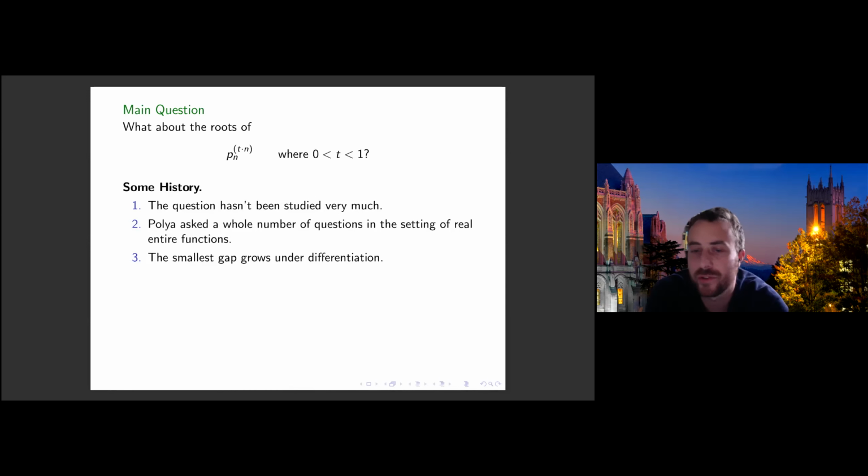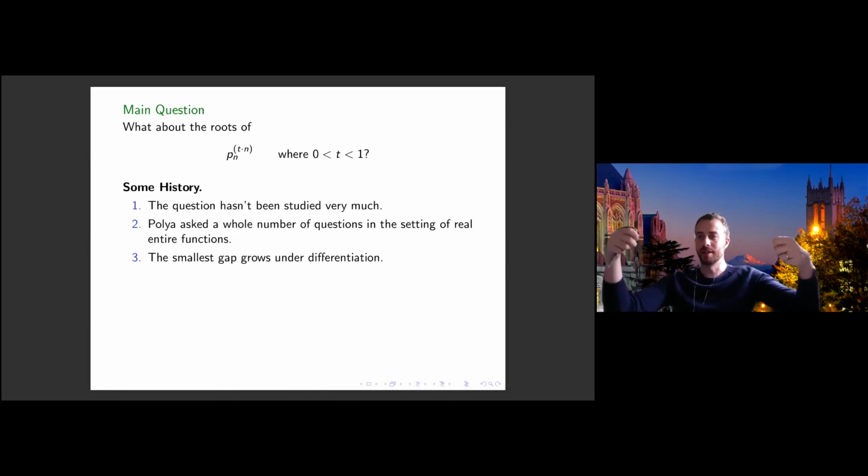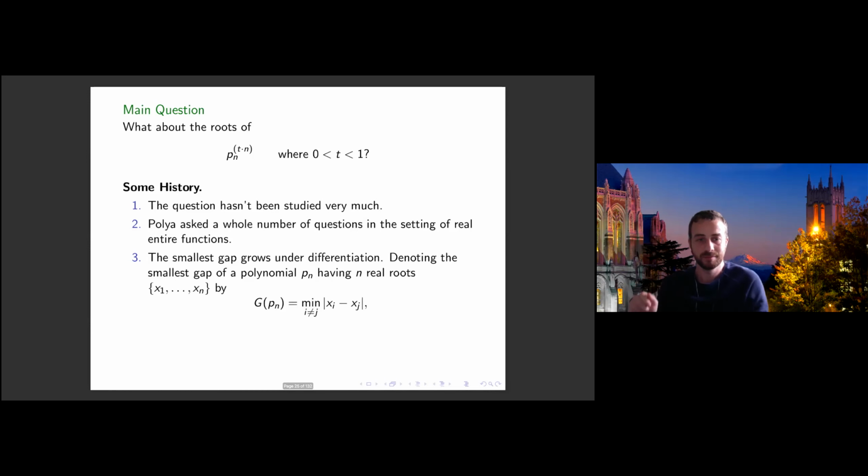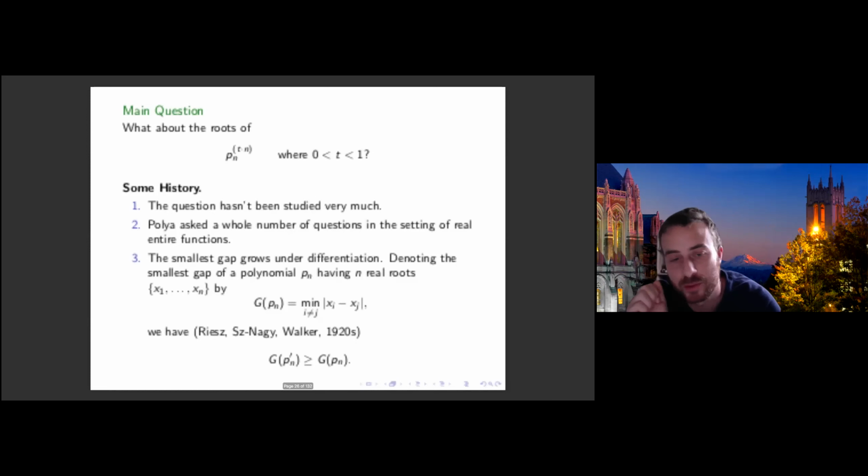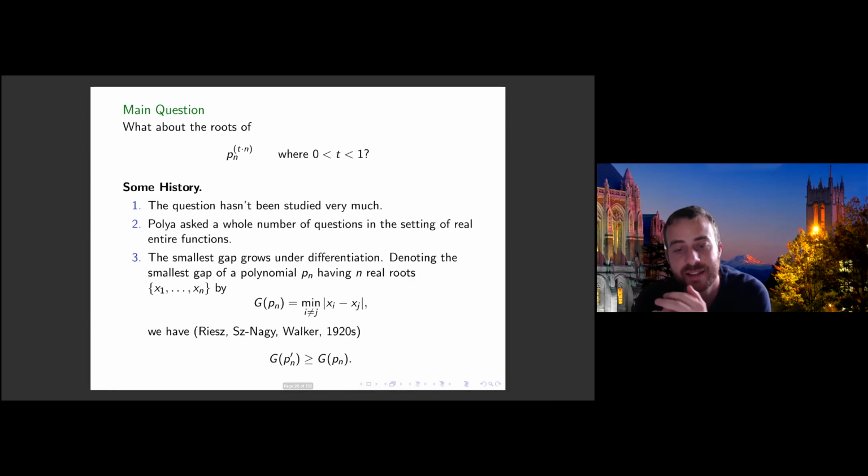However, there's one beautiful classical result which says that the smallest gap grows under differentiation. So if you have a polynomial of degree n, and you look at the smallest gap between any pair of consecutive roots on the real line, and then you do the same thing for the derivative of the polynomial, that gap grows. This result was proven independently many times, and it tells you the smallest gap grows.